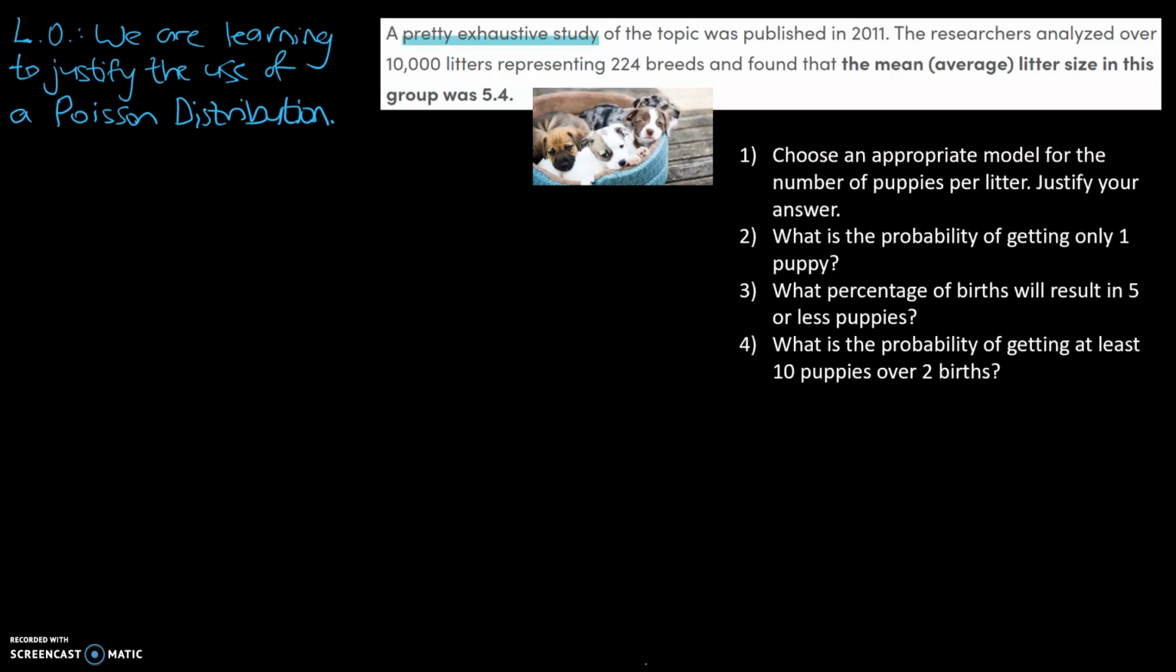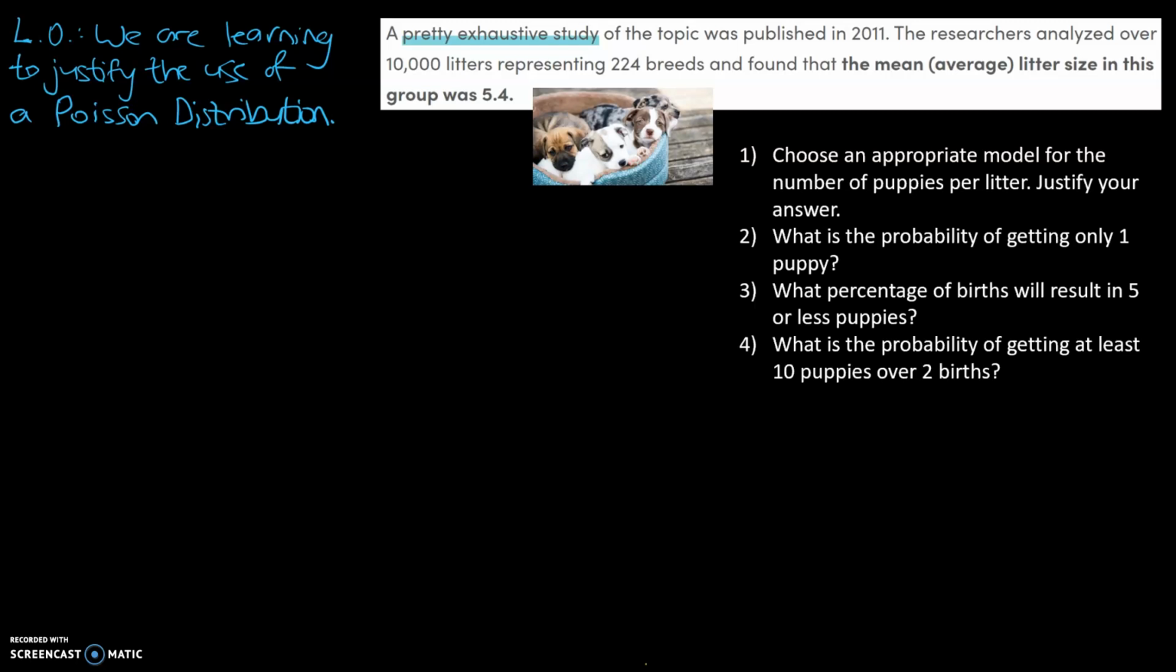Today's learning objective is in blue, and we're learning to justify the use of a Poisson distribution. The context I've researched for us today is the average number of puppies per litter. In a 2011 paper, they analyzed over 10,000 litters of puppies, including 224 breeds, and found that the average litter size was 5.4.